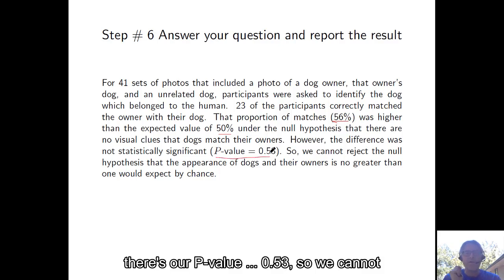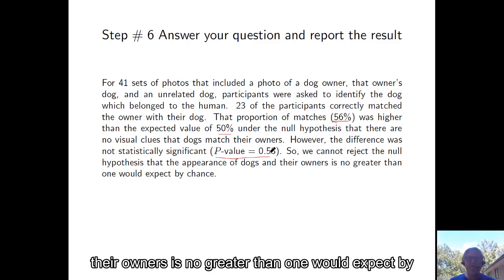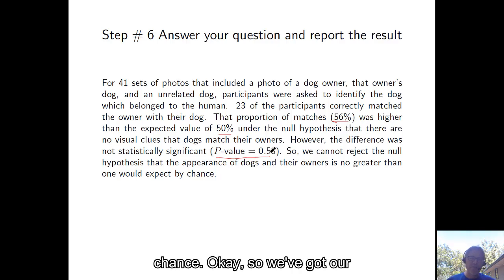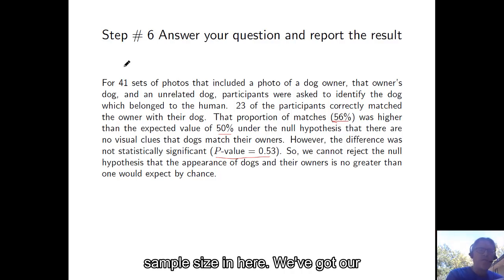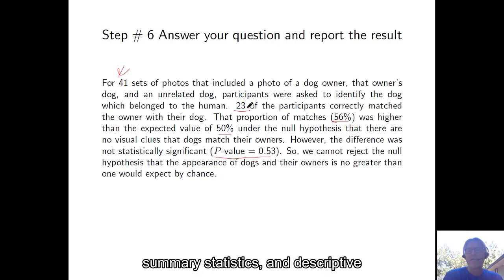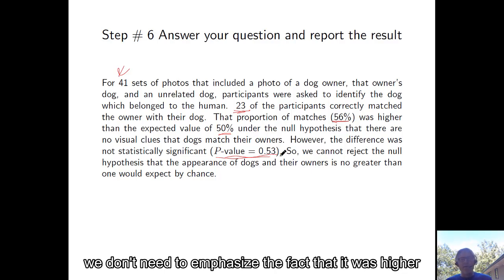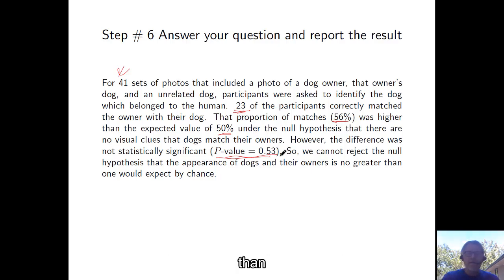There's our p-value. P is 0.53. So we cannot reject the null hypothesis that the appearance of dogs and their owners is no greater than one would expect by chance. Okay, so we've got our sample size in here. We've got our summary statistics and descriptive statistics and the test statistic, which is 23. We state what the null is and the p-value. And since we don't reject, we don't need to emphasize the fact that it was higher than 50%.